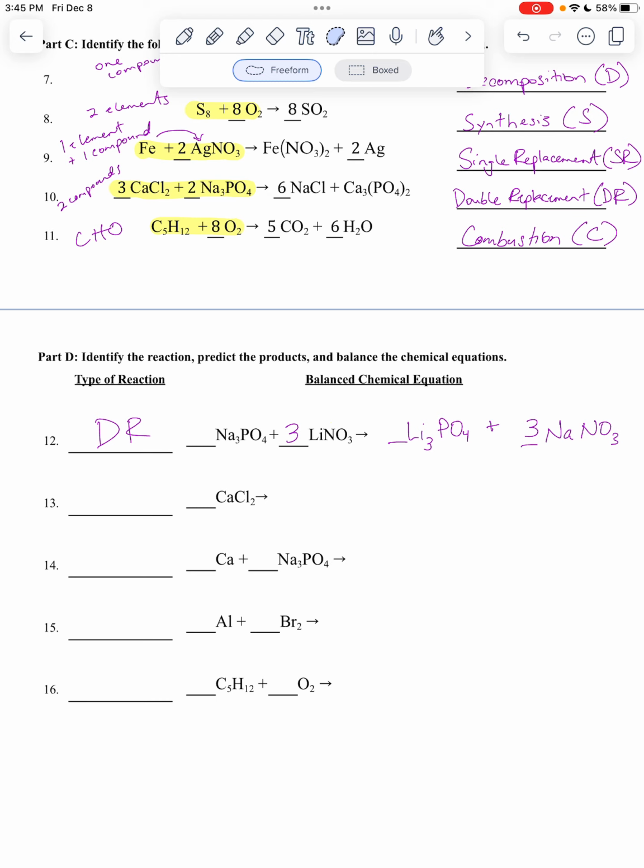The only order that matters is I cannot write this like this, right? Because that means that I'm putting the negative first, and I don't do that, all right?